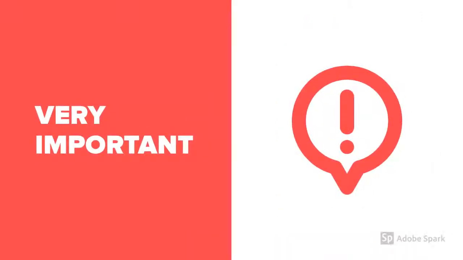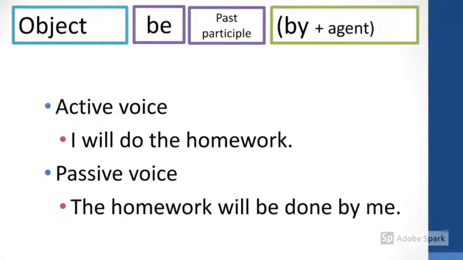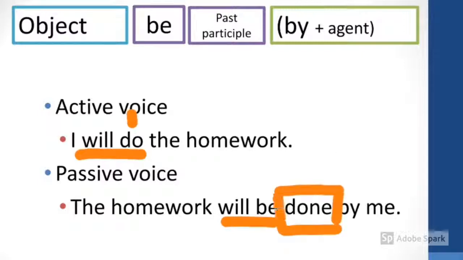One final and very important thing to consider is that the verb to be has to be conjugated using the same tense from the active voice sentence. In this case, we have will do. So in the passive voice sentence, we have to conjugate the verb to be as will be. After that, you have to go back to the active voice sentence and locate the main verb. In this case, it's to do, and change it to the past participle in the passive voice sentence. Done.